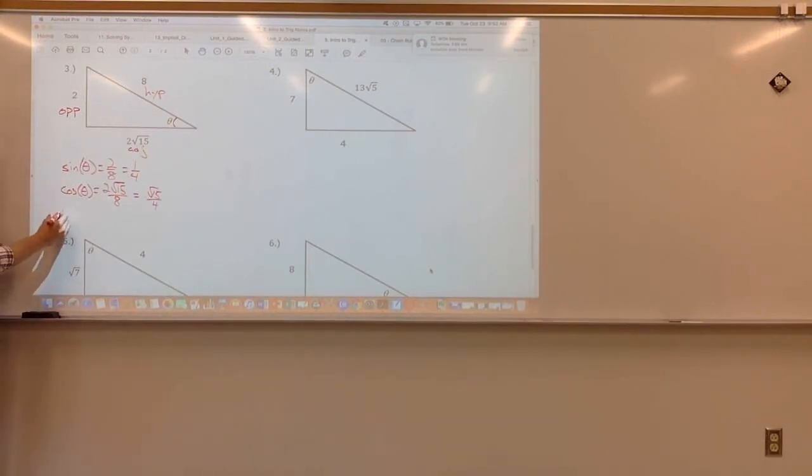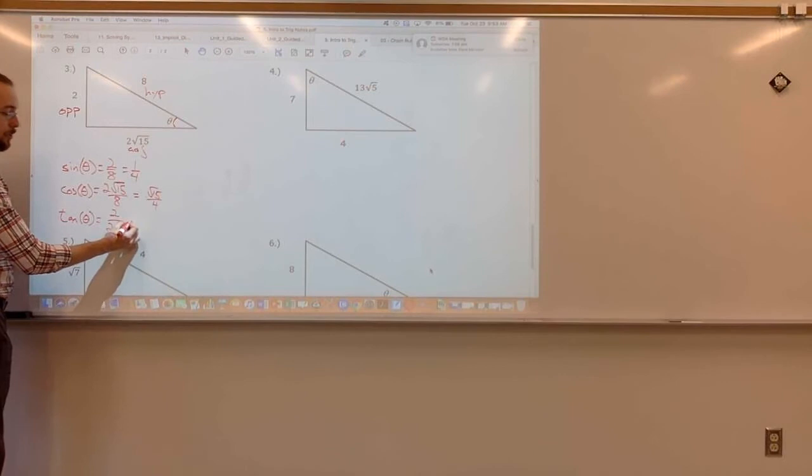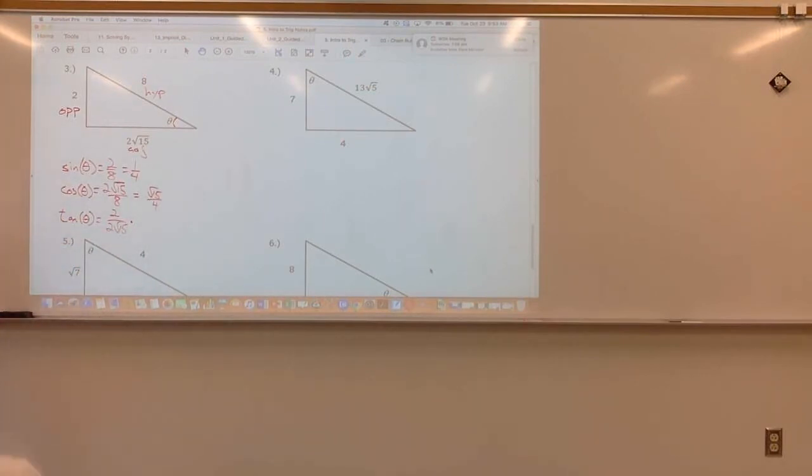Now my last one here, tangent of theta. So tangent is opposite over adjacent. Right? So I would have 2 over 2 times the square root of 15. Here, I do have a square root in the denominator. It's no good, right? I can't have that for a final answer. So we have to practice or use what we did yesterday. So what do I need to do to get rid of that square root in the denominator?